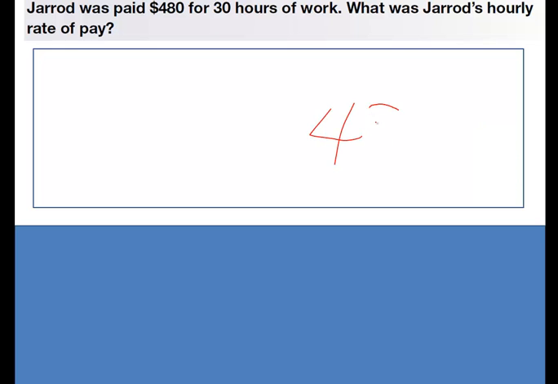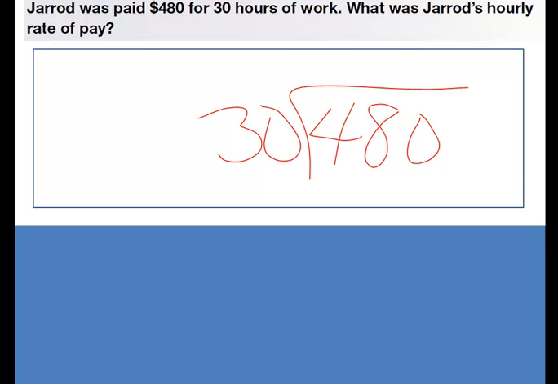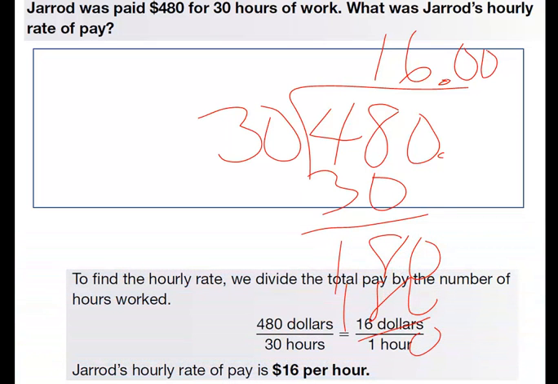I'm going to take 480 and I'm going to divide it by 30. 30 goes into 48 one time. 18, bring down the 0. 30 goes into that 6 times. So I think $16 per hour. Let's see if I got it right. Yep, $16 per hour. It's important you get the decimal in the right spot so you don't think it's $1.60 or $160 per hour. Always make sure you bring your decimal up.